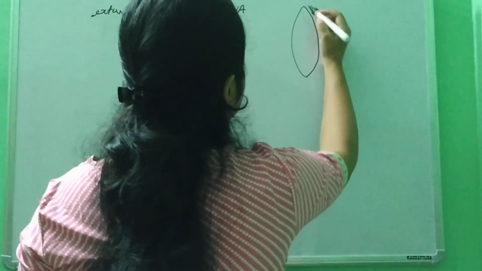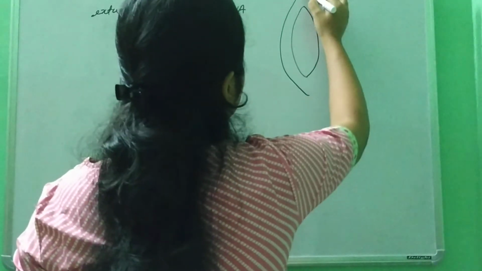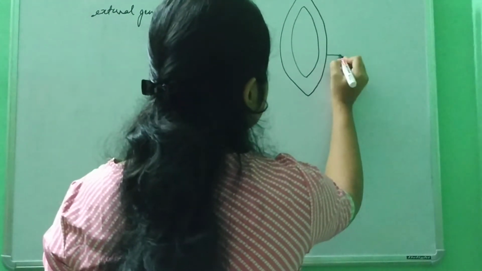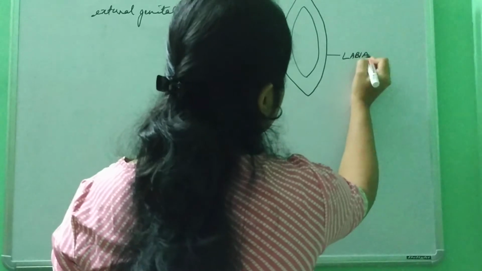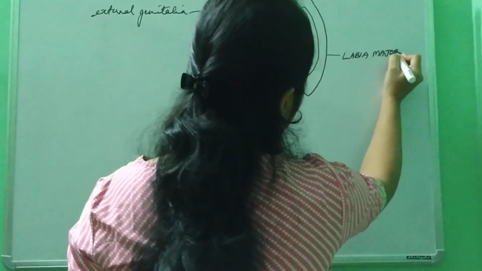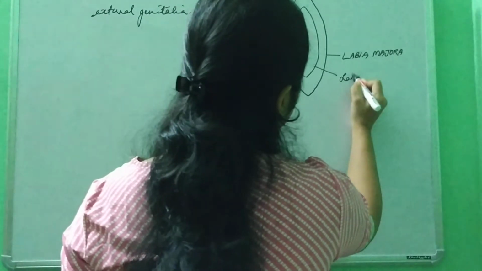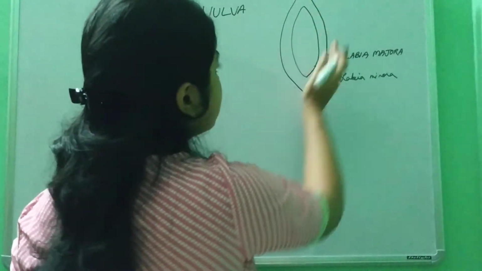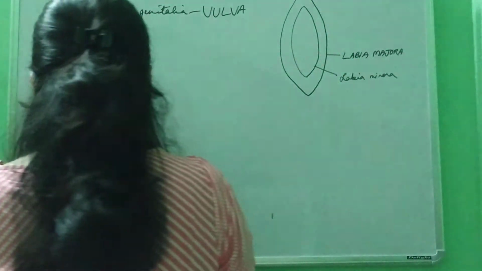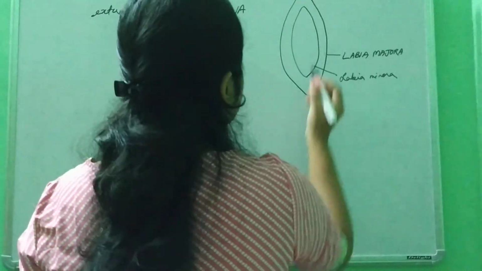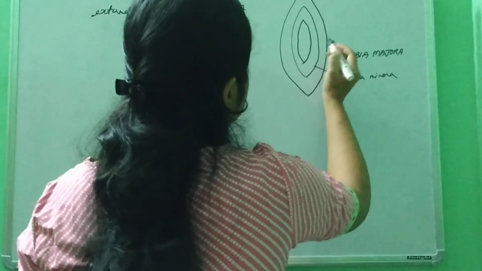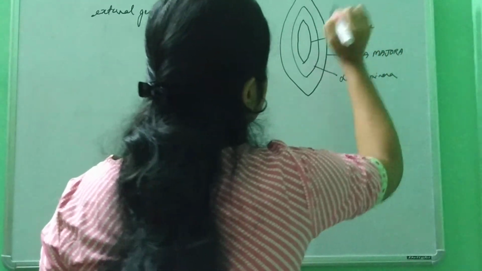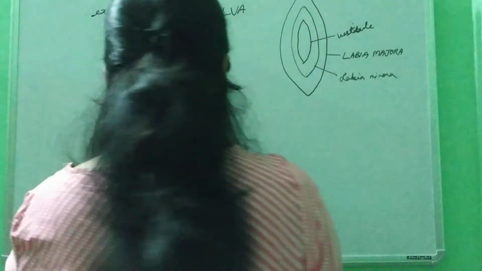So the vulva will have an outer membrane, which is the labia majora, and an inner membrane, which is labia minora. This is the outer fold, this is the inner fold. Then there will be another fold. This is the vestibule. Now we'll see what structures are present inside.